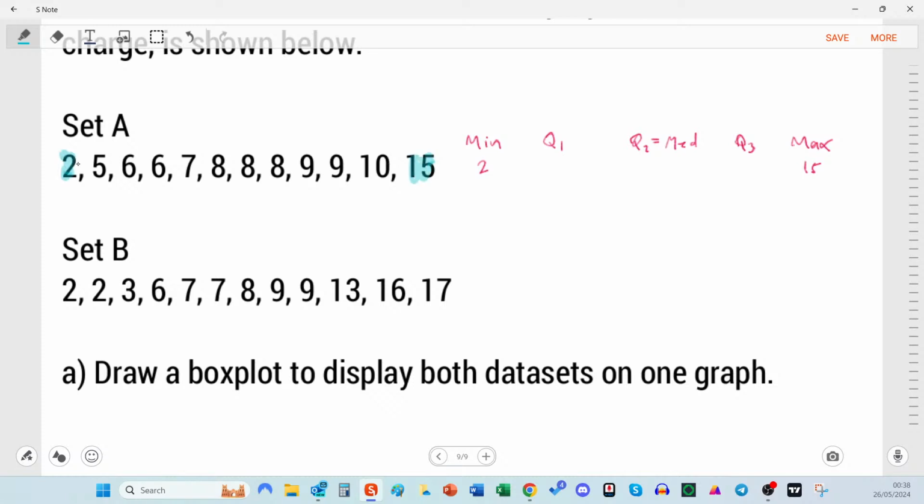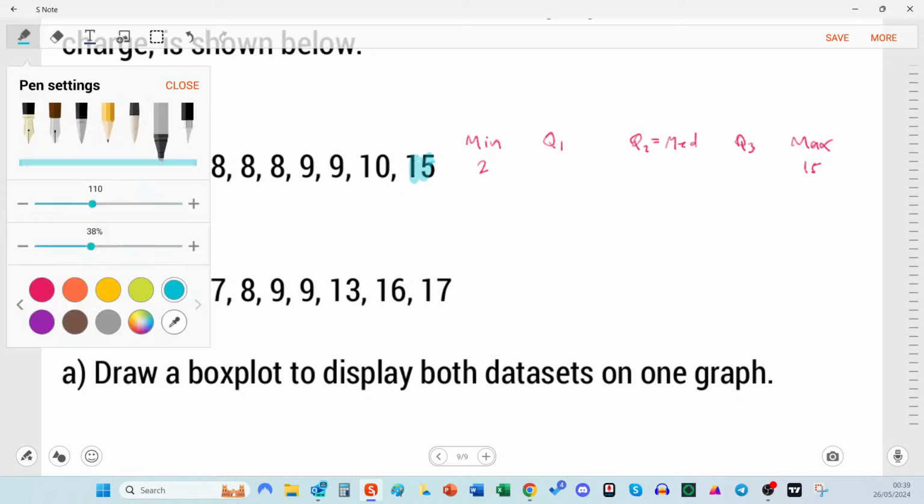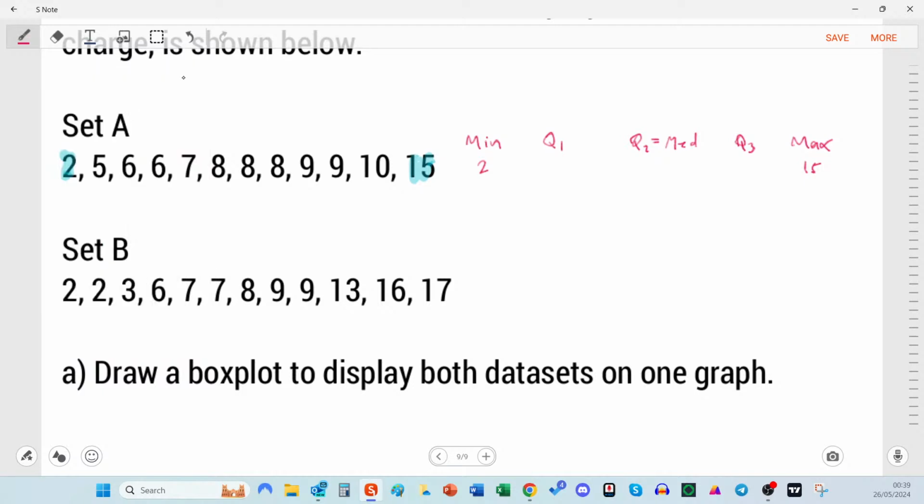How many numbers are there? 1, 2, 3, 4, 5, 6, 7, 8, 9, 10, 11, 12. So 12 plus 1 is 13, divided by 2 is 6.5. So 1, 2, 3, 4, 5, 6.5. There is the median. So it's 8.